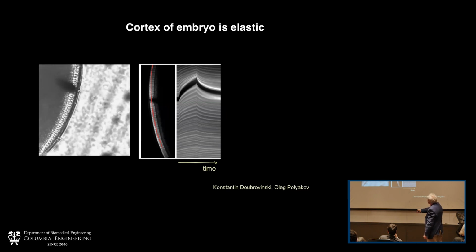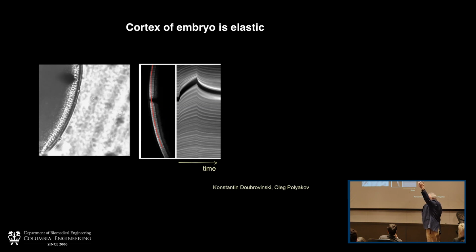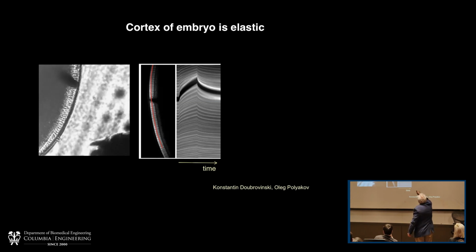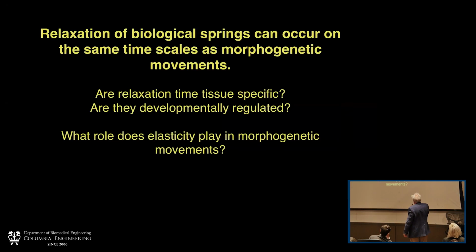Put the magnet there, pull the magnet away, and everything comes back. So there are elastic places in the cortex of the embryo. It does have this elastic response. You can do a kymograph. You can show, let's go back.